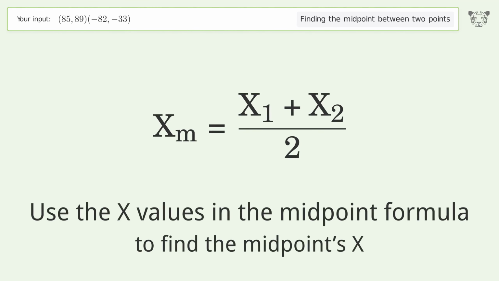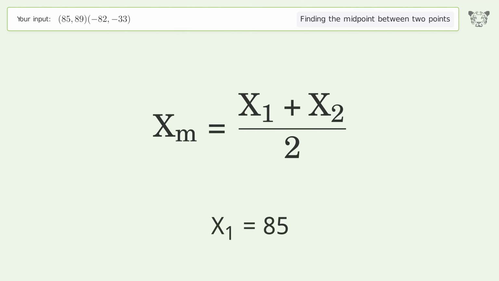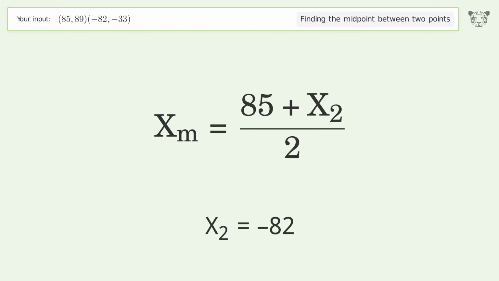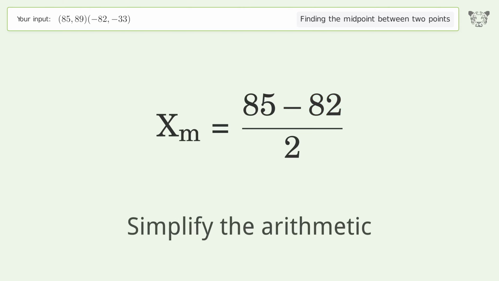Use the x values in the midpoint formula to find the midpoint's x. x1 equals 85. x2 equals negative 82. Simplify the arithmetic.